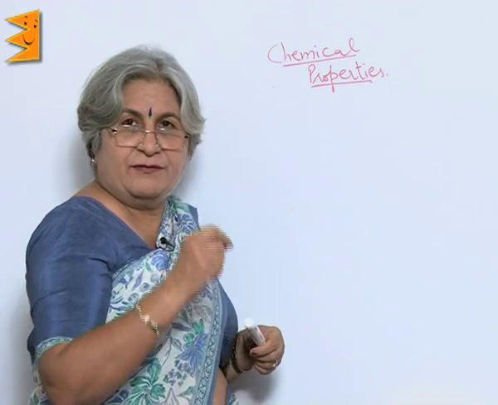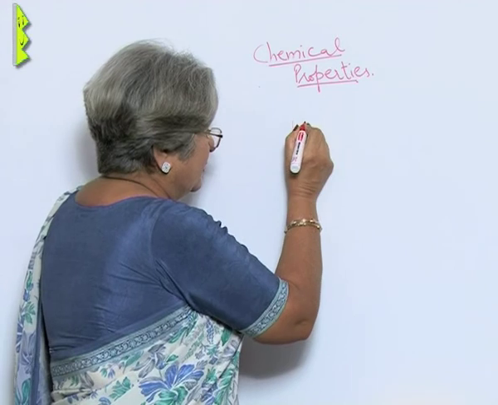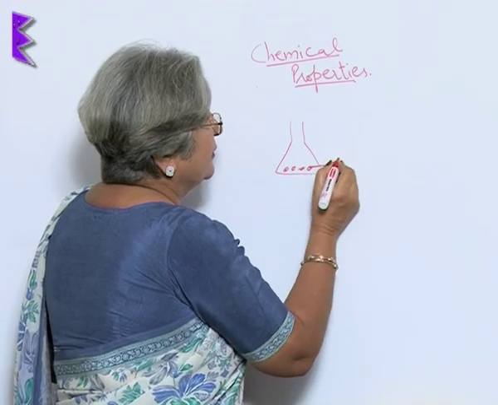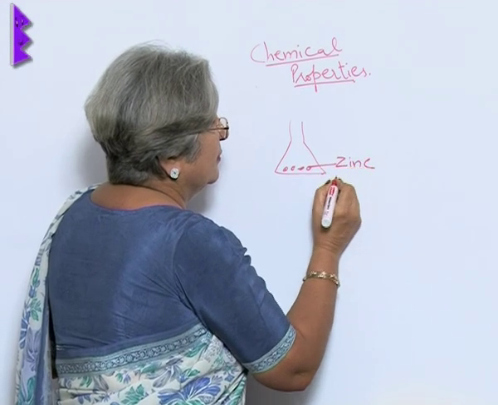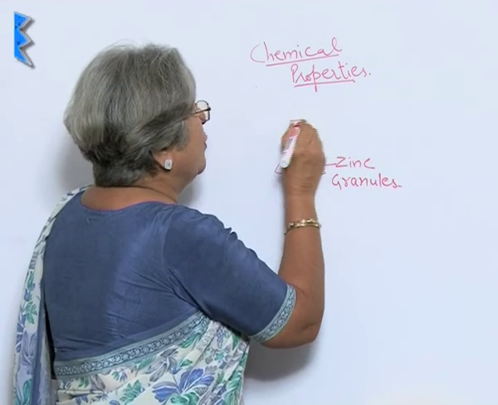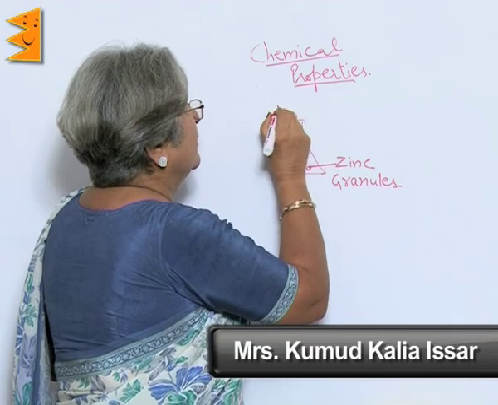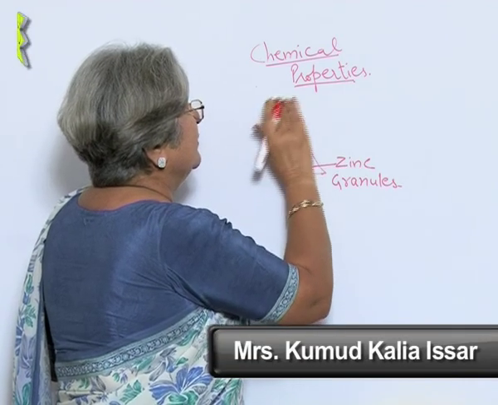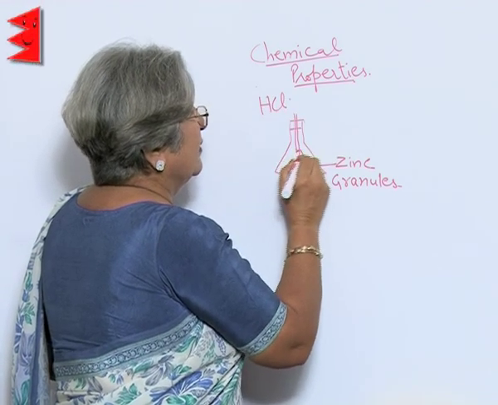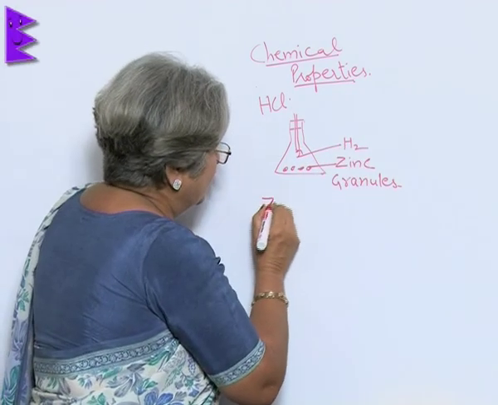Now what happens when we pour acid over metal? Like you can take a conical flask, put some zinc granules in it, and then pour acid. Hydrochloric acid. What we get is hydrogen.